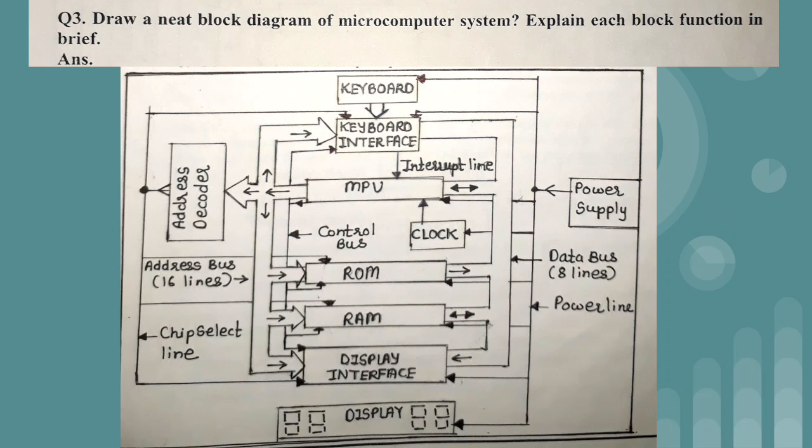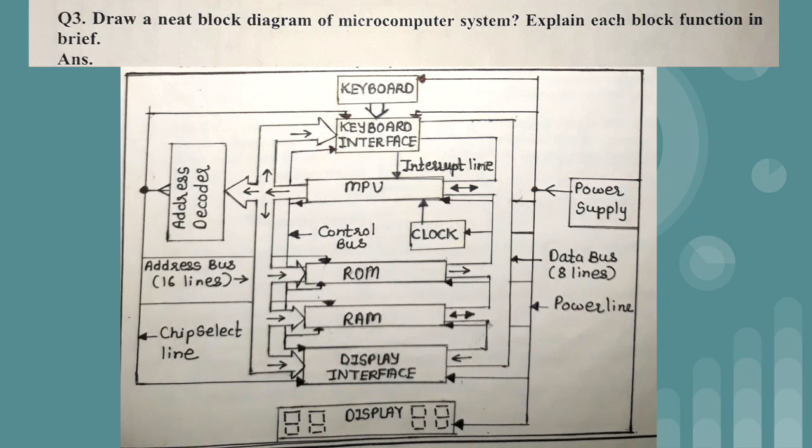And then we have the chip select line. All these lines are connected to each and every component, because this is a circuit actually, so it should be connected to each other. In this diagram you should remember all the components, as we are going to see the function of each and every component further. So this is a very important diagram.